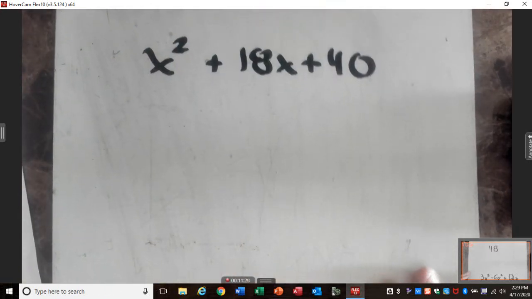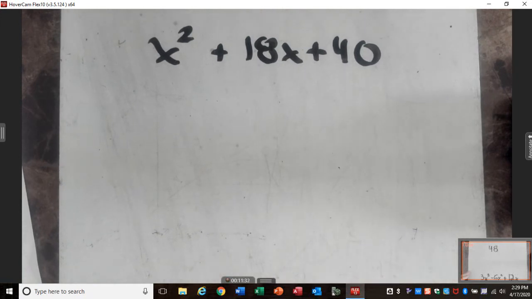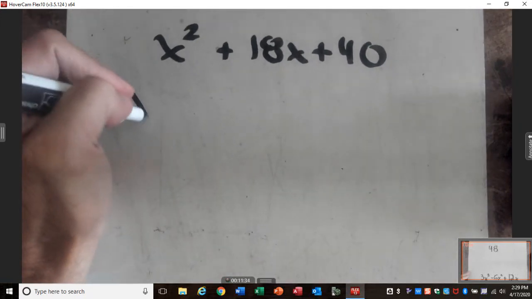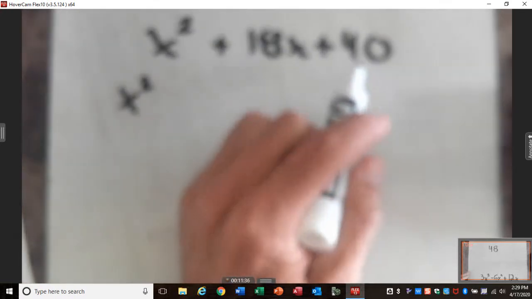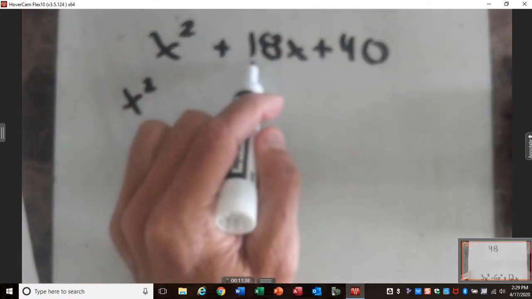Okay, second one, x squared plus 18x plus 40. Okay, I want you to take a second and give this a try. Okay, remember what you do. Bring the x squared down. And what you want to find out is factors of 40 that add up to 18.